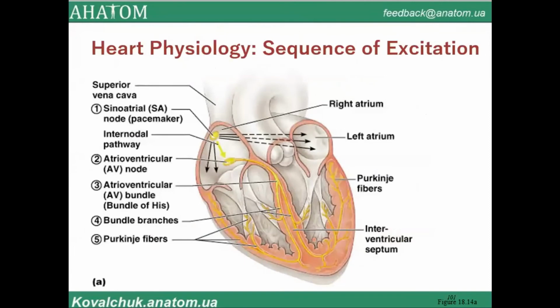And heart physiology. The sinoatrial node is the pacemaker, then the internodal pathway to the atrioventricular node. Next, the atrioventricular bundle or bundle of His and Purkinje fibers, these are the pathways of the conduction.